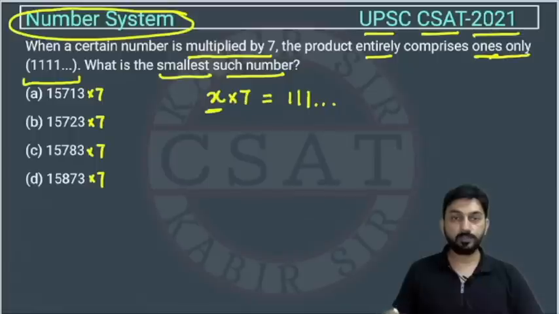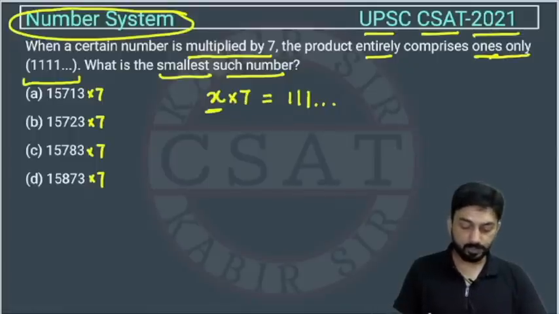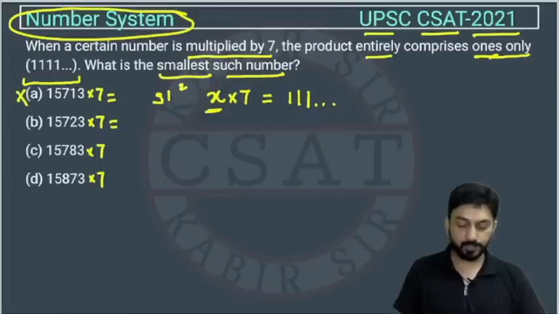Right? So let's check this. 7 3s are 21, right? And 7 into 1 is 7, plus 2 is 9, right? So we are getting 9. So this cannot be the option. So cut it. Now the second: 7 3s are 21, 7 2s are 14, plus 2, we are getting 16, right?